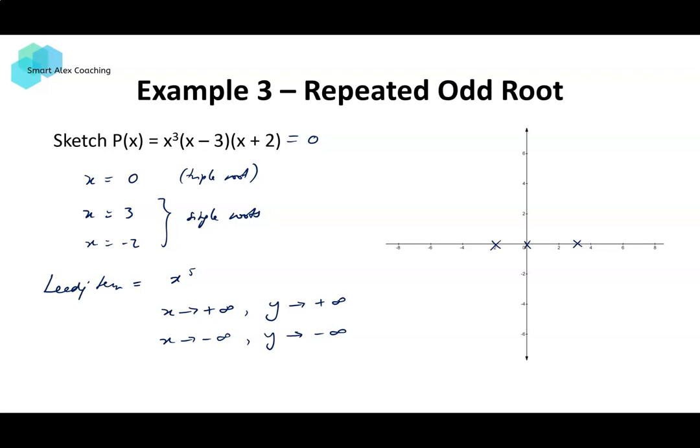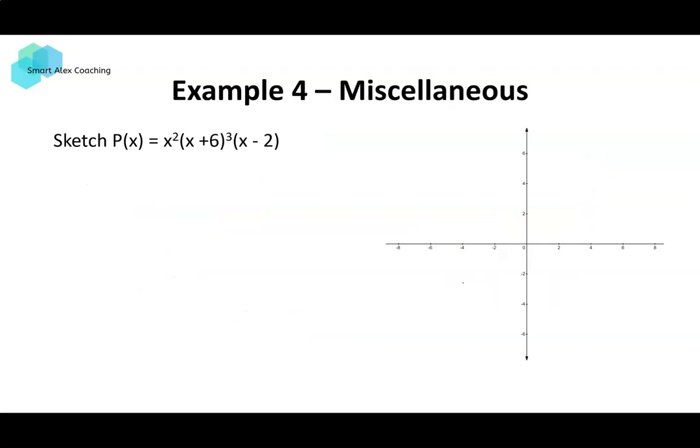Putting all those together, I have a single root at 3, so my polynomial will just cut the x-axis at 3. Having a triple root at x equals 0 means I'm going to cut it, but this time with a kink, and then cutting it again at x equals minus 2. Observing that as x approaches positive infinity, y approaches positive infinity. As x approaches negative infinity, y approaches negative infinity as well.